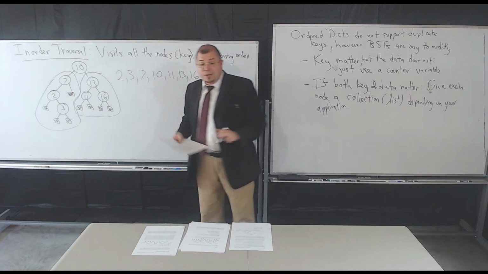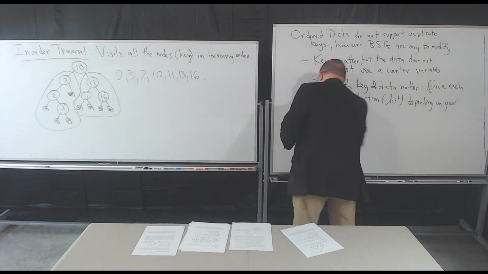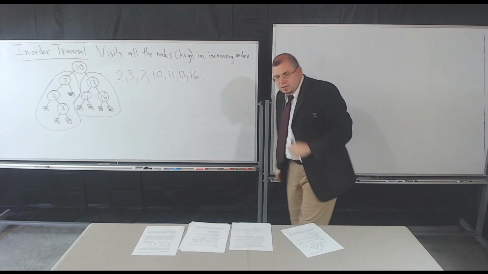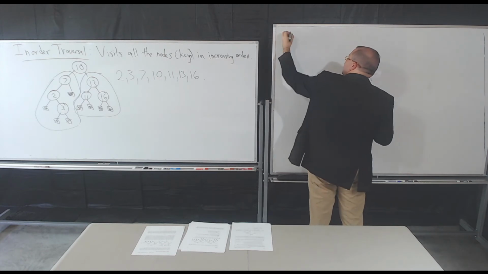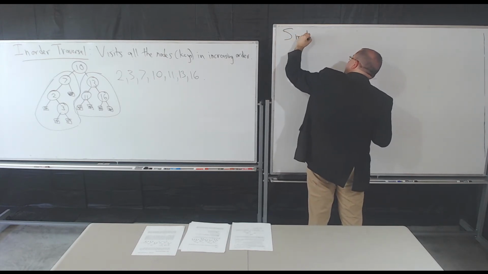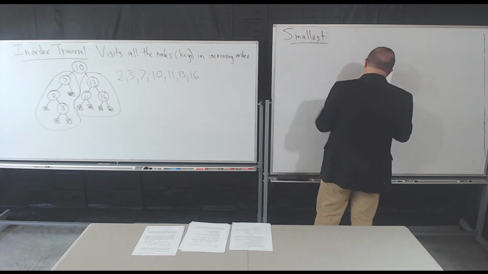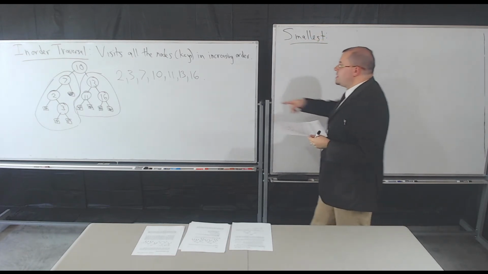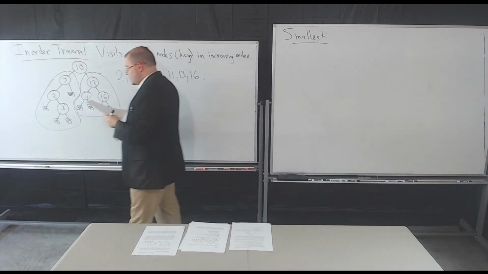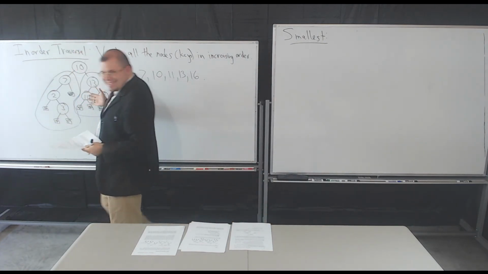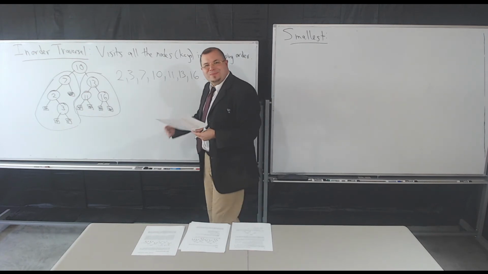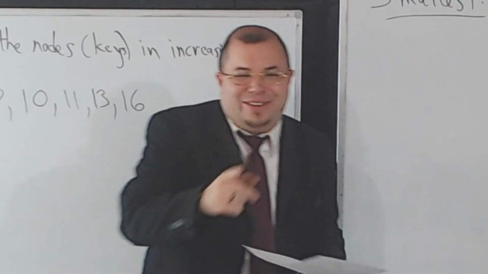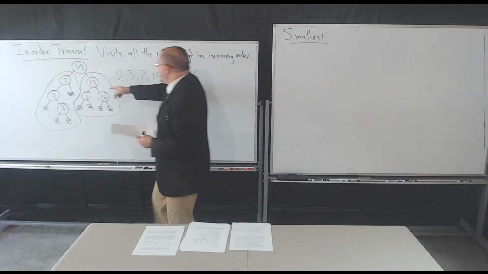So let's talk about some operations we can do on the binary search tree. The first operation we're going to talk about is smallest. Remember, we're trying to implement the operations that I gave for an ordered dictionary. One of them was smallest. Now, I want you to look at this picture over here. Where is the smallest key in my binary search tree? Where is it? Come on, guys, where is it?